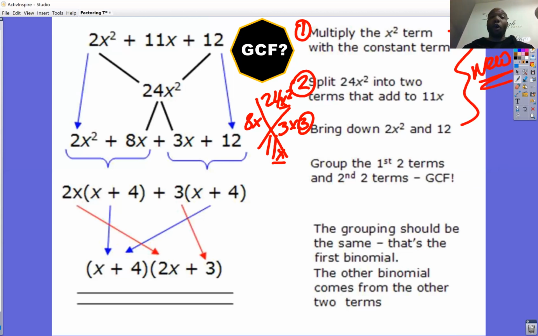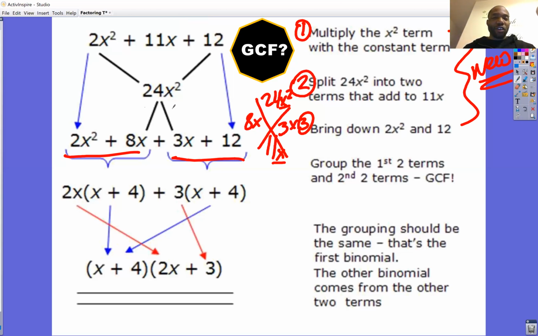Everything else is old. Then we factor by grouping. We group this and we group this, and then we find the GCF, which would be 2x over here, GCF over here would be 3, and then we factor by grouping. I'm not gonna go into that because I know y'all know how to do that. So the only 3 steps that are new would be to do this: multiply these 2 terms to get this middle term. That's really the new step, because all of this right here is old.